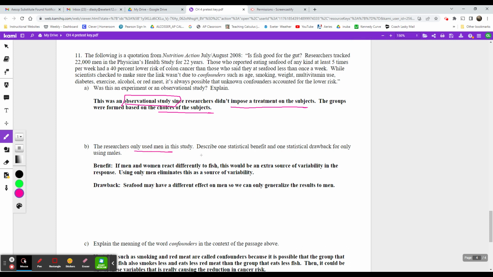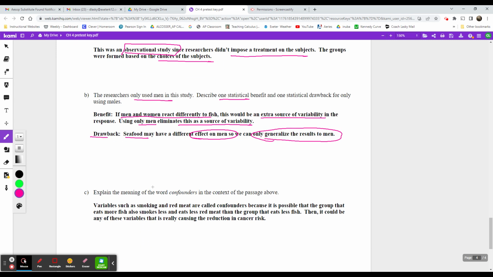The research only used men. So one statistical benefit is that if men and women reacted differently, there are multiple different answers here. Just know that you'd have to be able to explain it. So this one they talk about men and women reacting differently to fish, and so if they did, that means there would be more variability in the answer, and so only men eliminates that variability. Okay, that's one benefit. The drawback usually is that seafood can only have an effect on men, so we can only talk about men. We can't apply it to women. So we get a benefit that if there's a difference between men and women, that variability is not in there. But on the other hand, we can't talk about women when it comes to fish. You can only talk about the men.